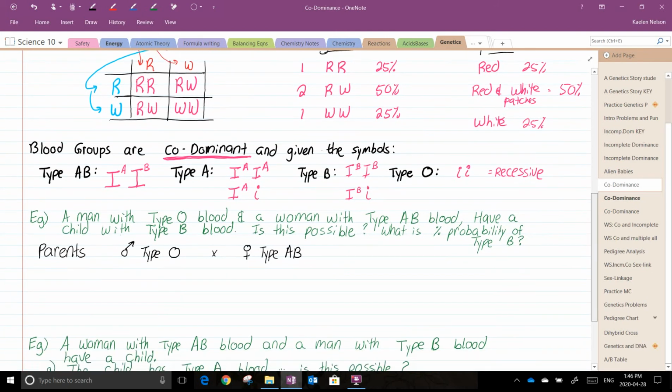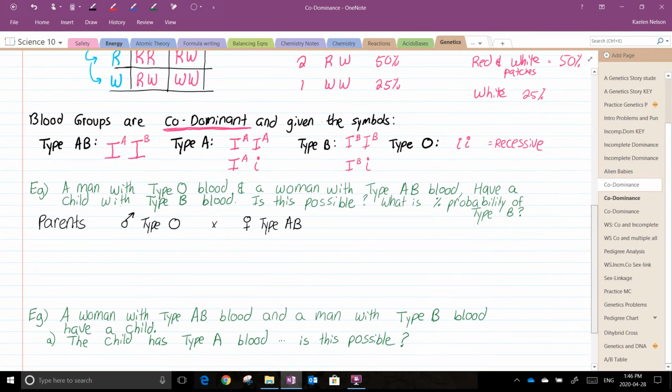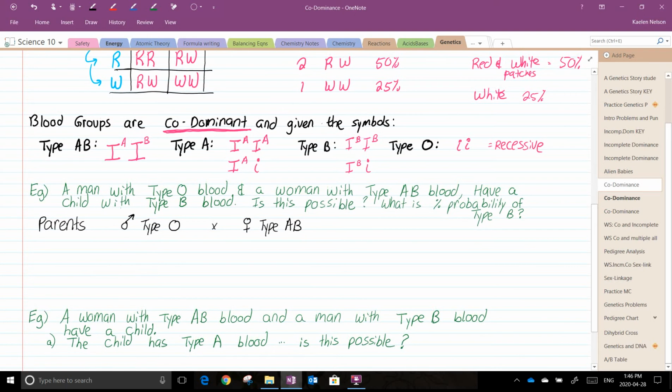Common questions with blood typing, I have two examples. A man with type O blood and a woman with type AB blood have a child with type B blood. Is this possible, and what's the probability of a type B child? So first we need to know our parents.